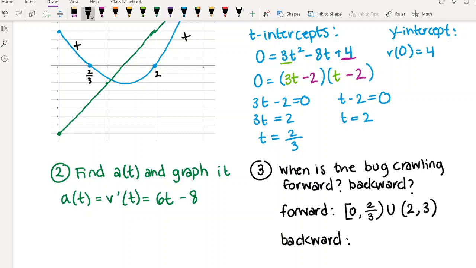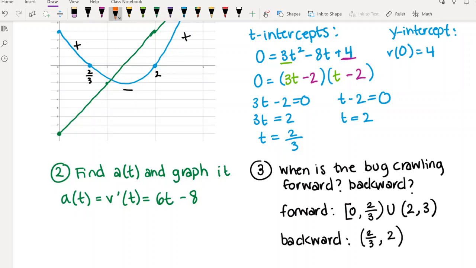It's moving backward when the velocity is negative. And so the velocity is negative from 2/3 up until 2. And again, we're not including those transition points because that's where it's neither moving forward nor backward.